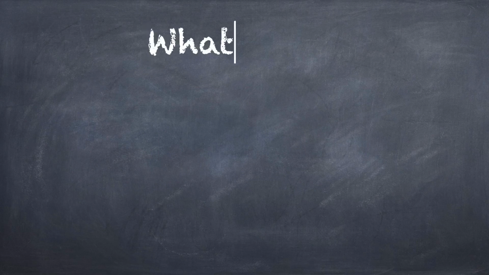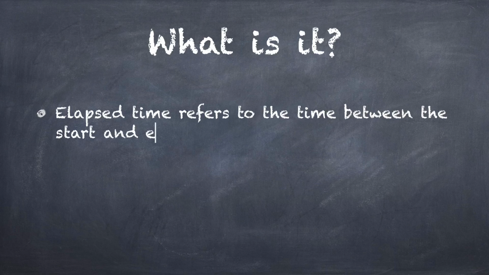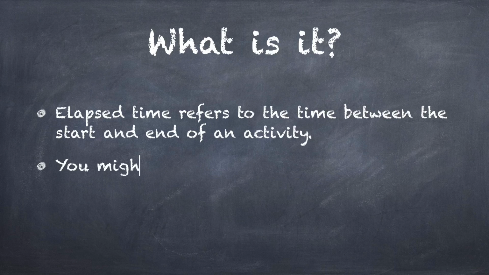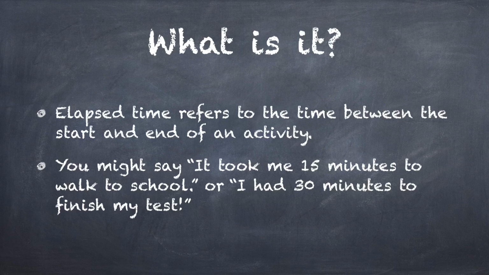What is elapsed time? Well, elapsed time refers to the time between the start and end of an activity. So you might say, it took me 15 minutes to walk to school, or I had 30 minutes to finish my test, meaning it took you 15 minutes from the beginning of your walk to the end of your walk to school, and then you had 30 minutes from the beginning of your test to the end of your test.